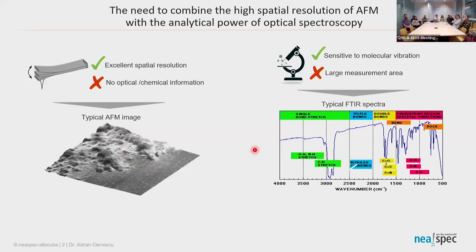At the same time, you might be aware that vibrational spectroscopy like FTIR or Raman provides very important analytical data, because these are techniques which are sensitive to molecular vibrations. And this is a typical infrared spectrum measured on a polymer. The drawback of these techniques is, of course, the relatively large measurement area. So with classical FTIR or Raman, you don't get this nanoscale optical resolution.